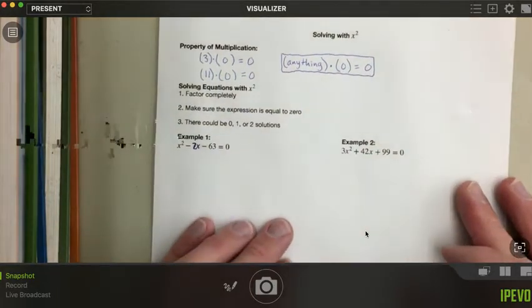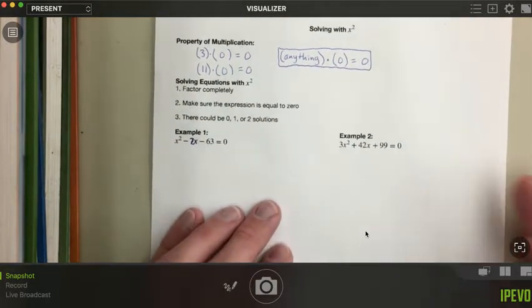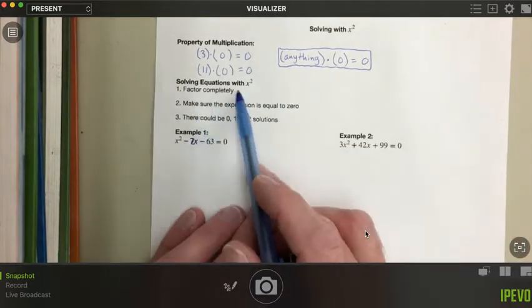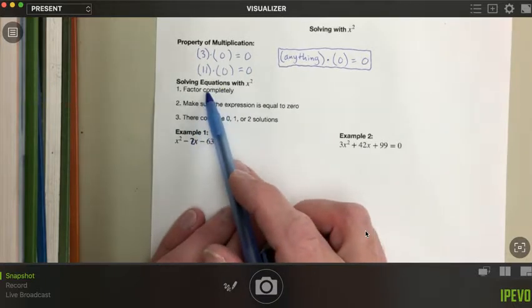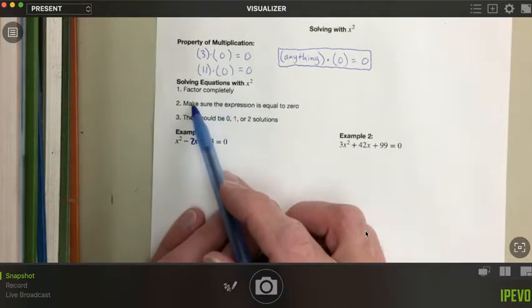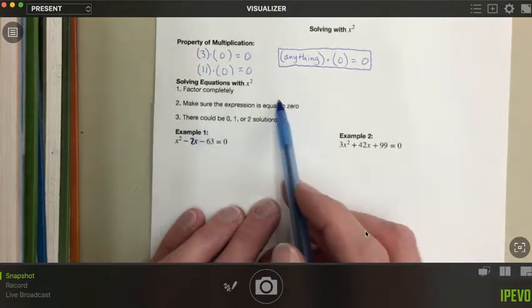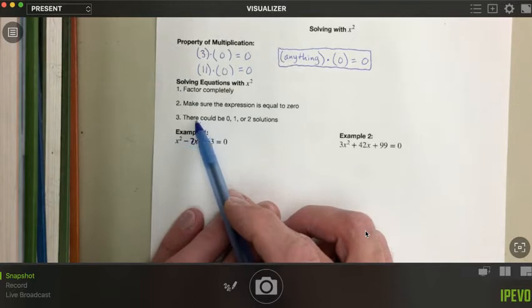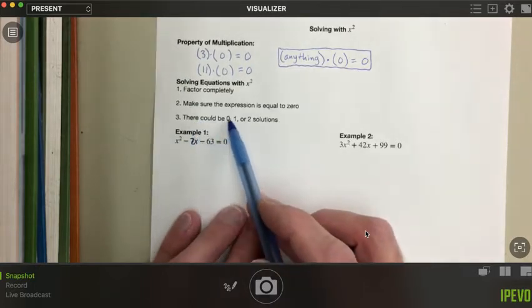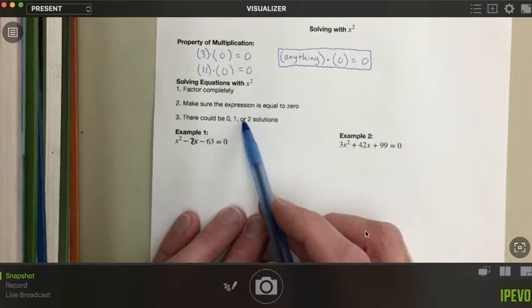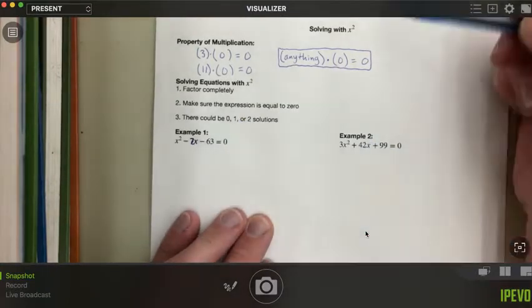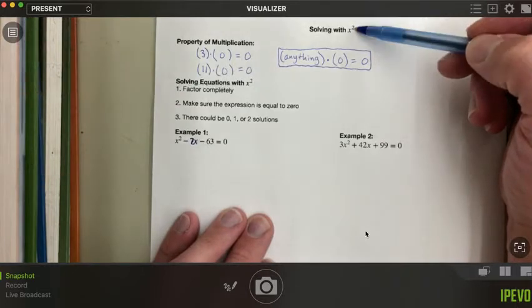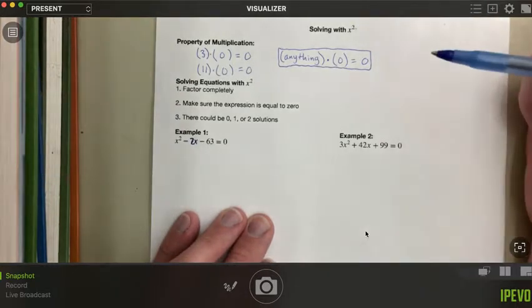x squared is involved. All right, there's a few things we have to keep in mind. When we're solving with an x squared, part of it is going to be we have to factor completely. Another piece is we're going to have to make sure that our expression is equal to 0, and we'll take a look at that in just a second. And what's real interesting is when we're solving with these, there could be no solutions, there could be one solution, or there could be up to 2 solutions. So basically, this exponent clues us into how many solutions there could be maximum, but there could be less.